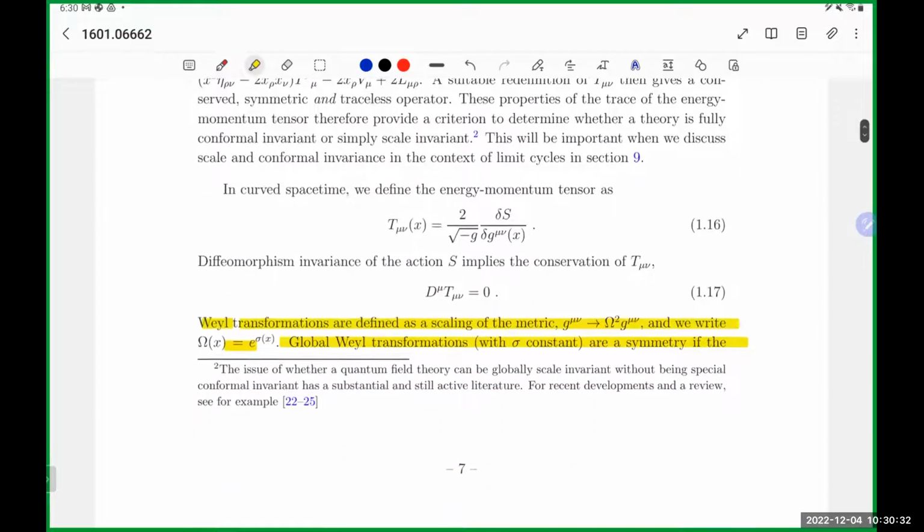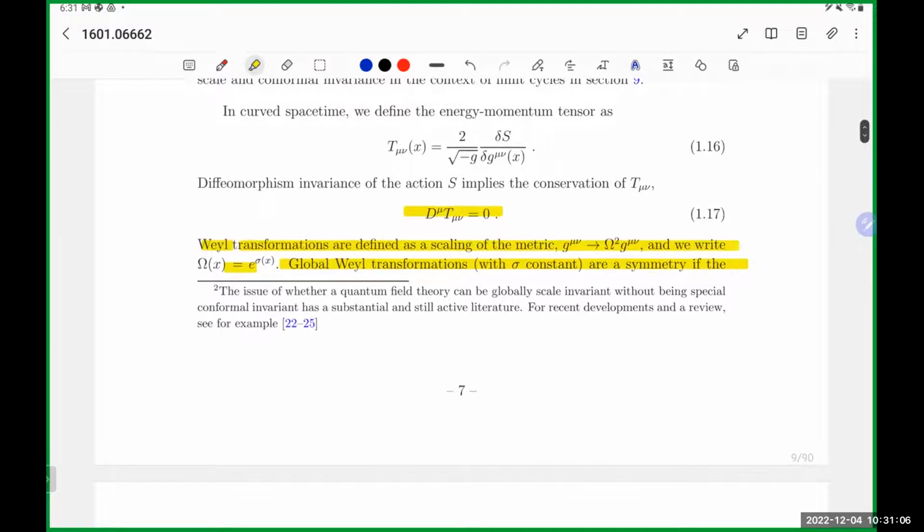But let's suppose this is all in flat space-time. Now we want to go to curved space-time and define the energy momentum tensor in this way. This is the standard definition of the energy momentum tensor as the functional derivative of some action S with respect to the metric itself. So far, we're not talking string theory. We have just a space-time. And then diffeomorphism invariance is basically that the covariant derivative of it vanishes. This is the statement that it's covariantly conserved.